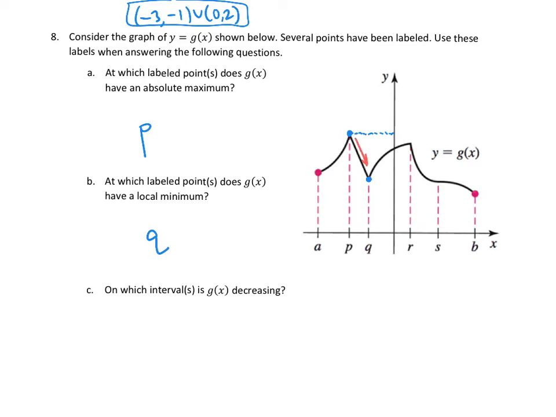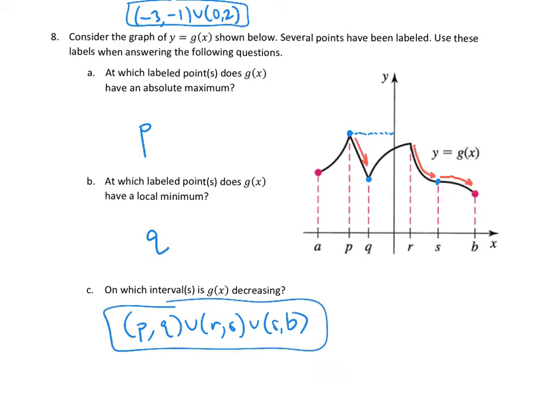Well, it's going to be from P to Q, and then from R to S, and it looks like at S the slope zeroes out, and then it would be from S to B. So my answer here would be P to Q, and then R to S, and then S to B. And again, we can't combine the R to S and the S to B and just say from R to B, because at that split second, at S, the slope is 0, and so the function momentarily stops decreasing before continuing to decrease. So that would be my answer for part C.